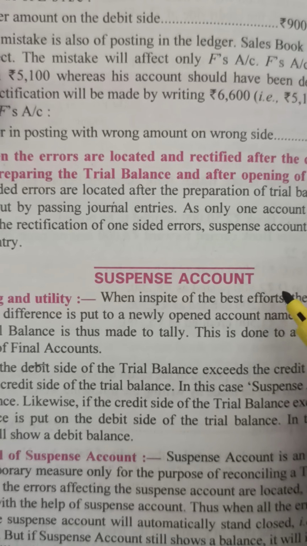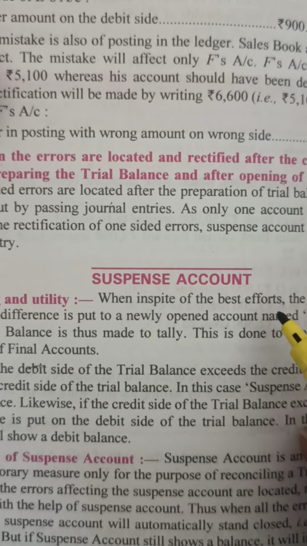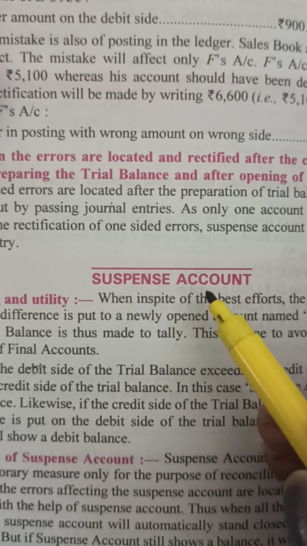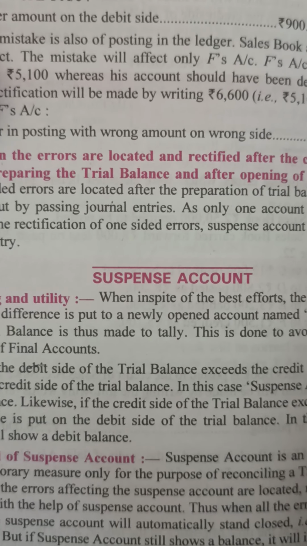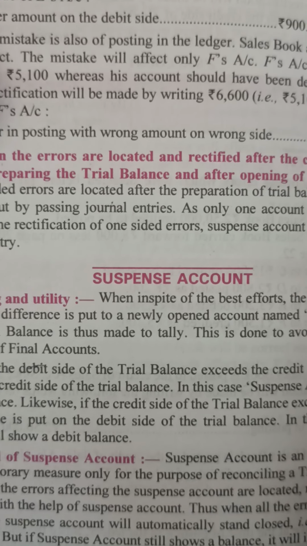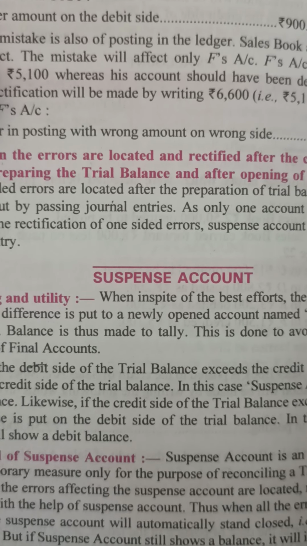These types of errors, because they affect either the debit or the credit, are why we have posted them to suspense account. These types of errors are called one-sided errors or single-sided errors. Now we will do some questions to locate and rectify single-sided errors.